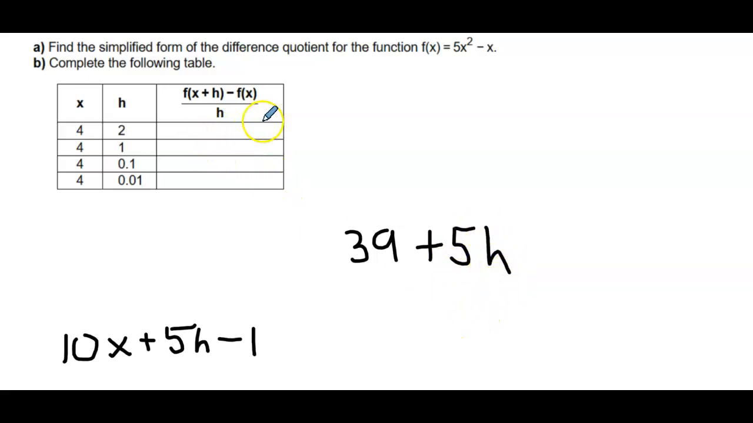So for the first row here, we've got 39, and then 5 times 2 is 10, so 49. We've got h is 1, so 39 plus 5 is 44. Then we've got 0.1, so 0.1 times 5 gives us 39.5, and then for the last one, we've got 39.05. And that's that table filled out.